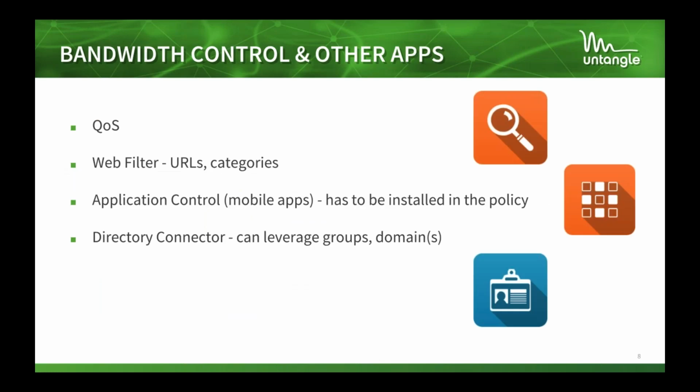I've mentioned it working well with other Untangle apps. So officially the list is, obviously, it leverages quality of service. We can see web filter URLs and categories. So we could say category is streaming and downloadable video, throttle to death.